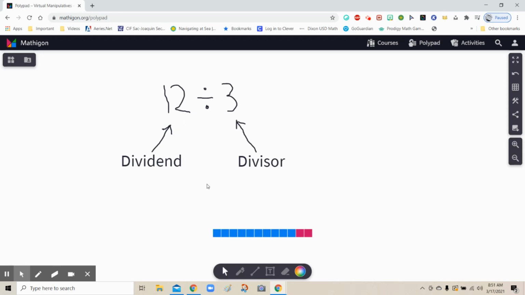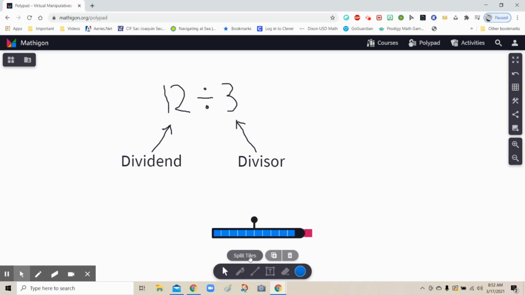So for example, if you look at these little cubes I have down here, if you count them all up, how many are there? If you count them all up, you should count 12 cubes. There are 10 blue cubes plus 2 of the magenta cubes, which gives us 12. The divisor is 3. What does that mean?